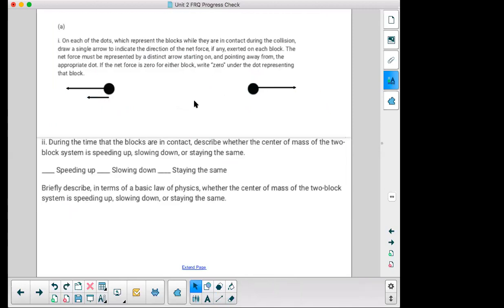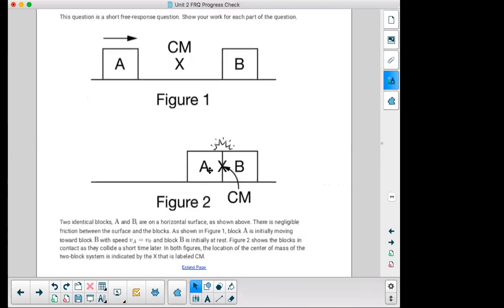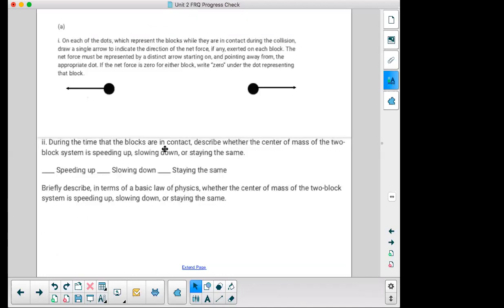So, whoa. Don't do that. Draw the arrows about the same length. Nobody's going to bust out a ruler, but they're going to use their eyeballs and say, is that about the same as that? Does this kid understand that forces occur in pairs, if A hits B, B hits A equally and oppositely, right? During the time that the blocks are in contact, center of mass is speeding up, slowing down, or staying the same.